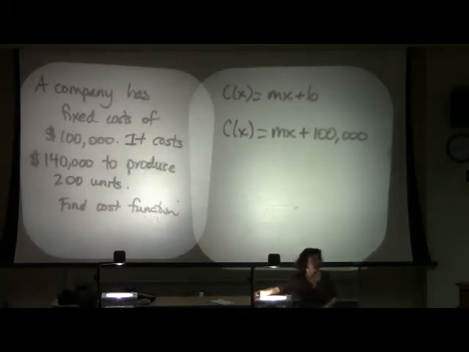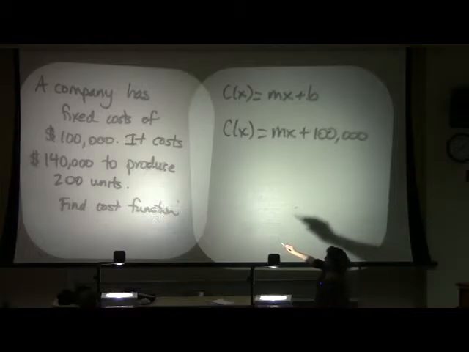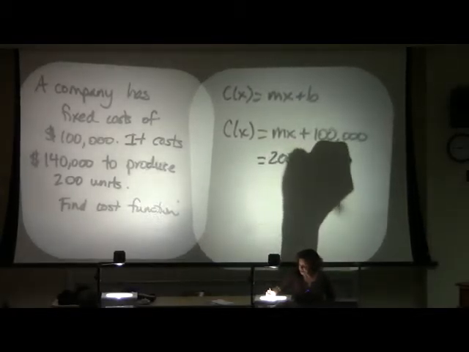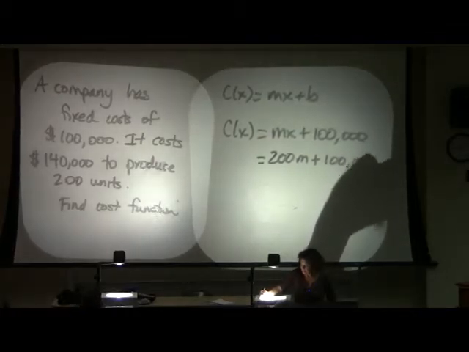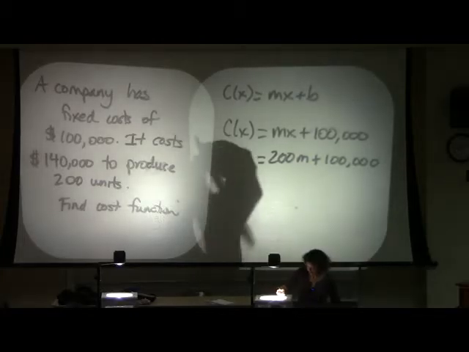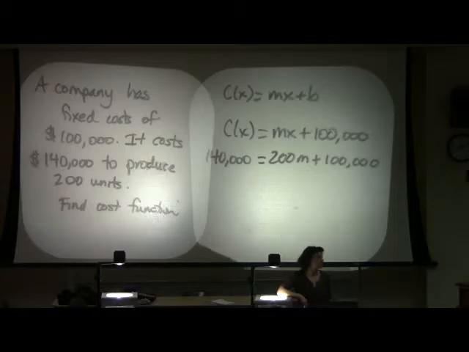Now, we need to find our value of m. Are we given more information? Totally. Aren't we given that when we produce 200 units, isn't that my x value? In other words, when x is 200, what are my costs? 140,000. Yes? See how I got that from over here?